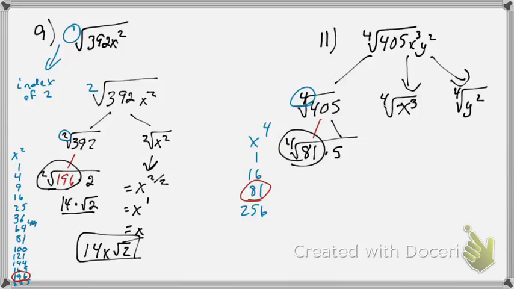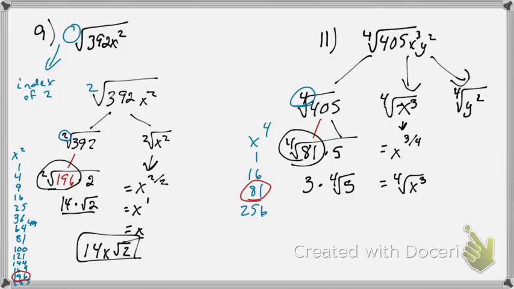So we take the fourth root of 81, and the fourth root of 81 would leave us with 3. And then we have times the fourth root of 5. Now with the fourth root of x cubed, that would be equal to x to the 3/4 power. But that doesn't simplify. There's nothing I can really take out of that. So I'm just going to change that back to a radical, the fourth root of x cubed.